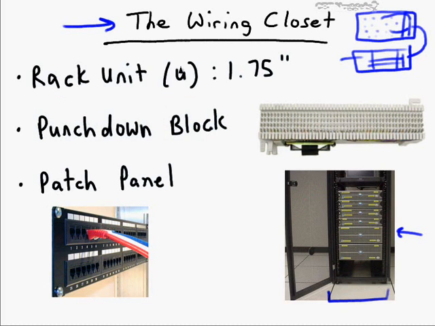The height also is standardized. That is to say, if you go to buy a server or some other rack-mounted device, it'll be advertised as being a particular number of units in height. A rack unit, also shortened to U, is 1.75 inches. That's the standard dimension.